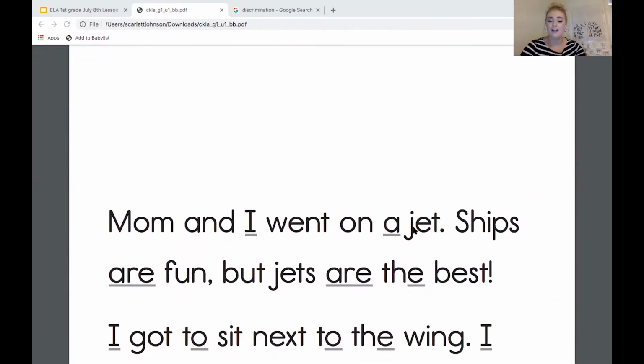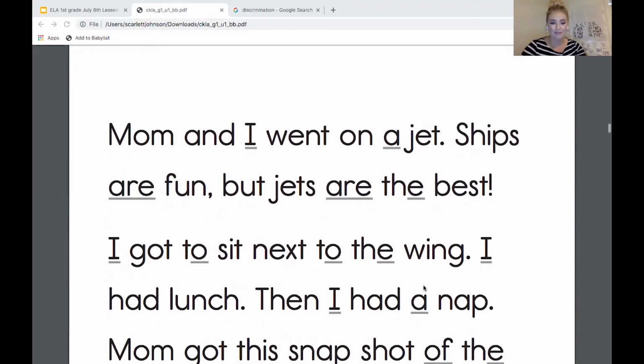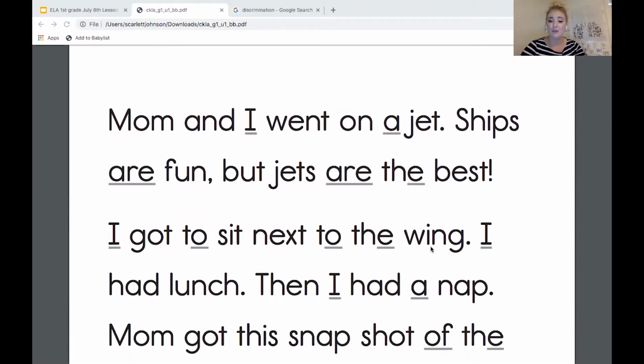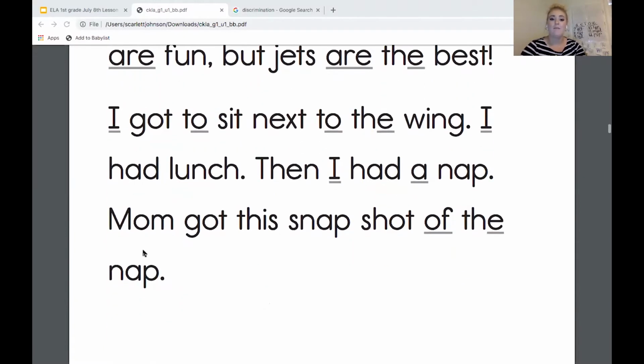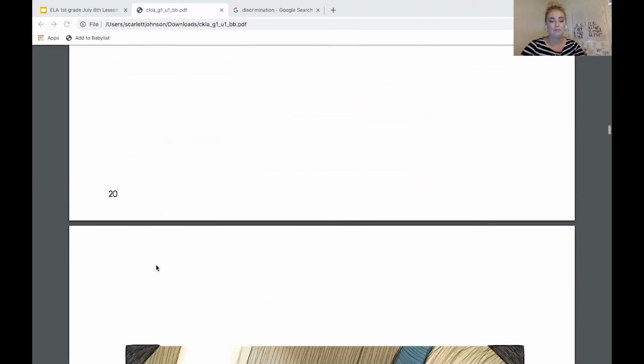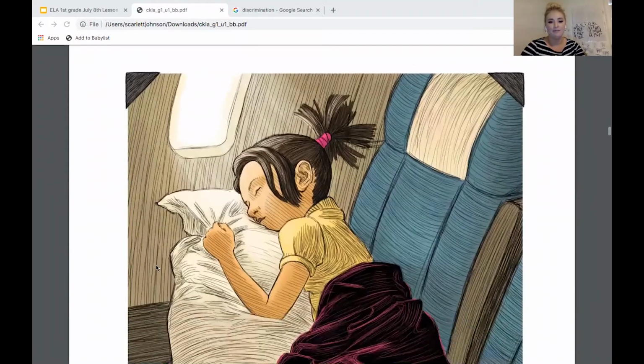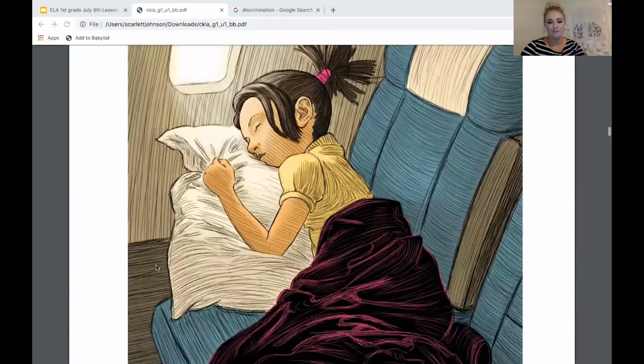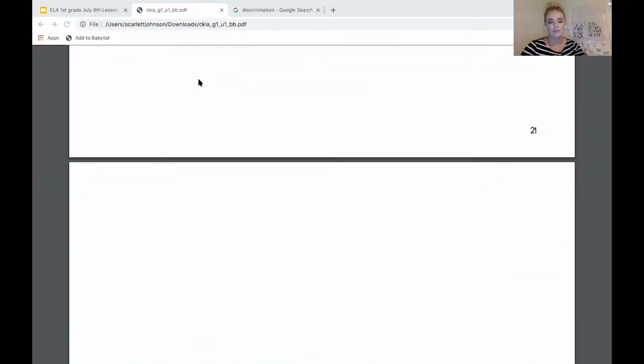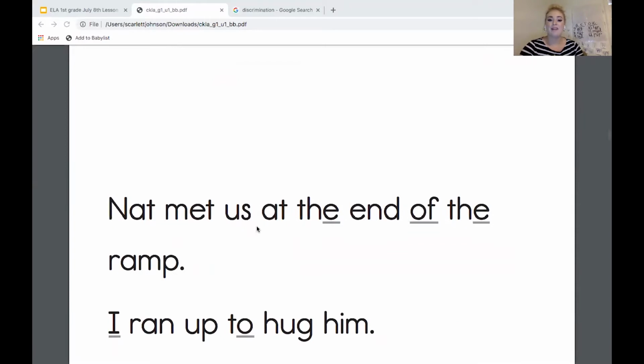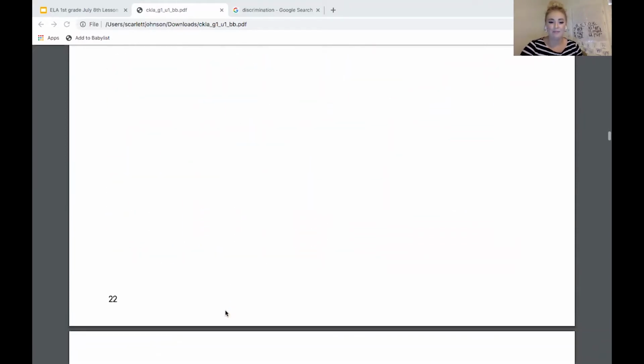Mom and I went on a jet. Ships are fun, but jets are the best. I got to sit next to the wing. I had lunch, then I had a nap. Mom got the snapshot of the nap. Nat met us at the end of the ramp. I ran up to hug him.